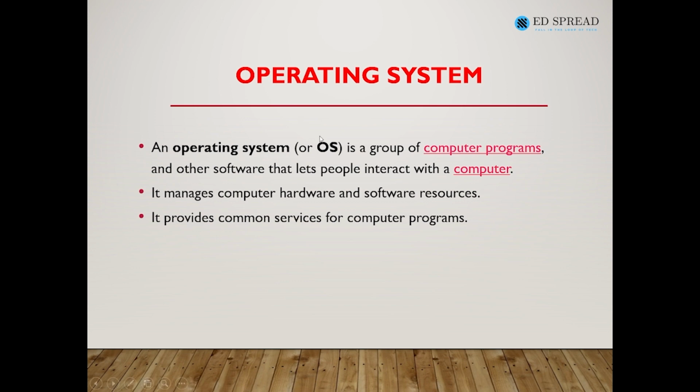An operating system is a group of computer programs and other software that lets people interact with the computer. As you know very well, each operating system is different from the others. We need to handle it differently. The features are different. So that is about the operating system. It manages computer hardware and software resources, so it provides common services for computer programs.